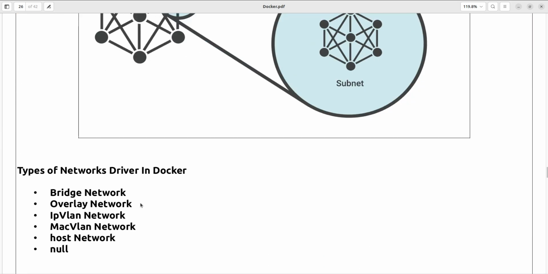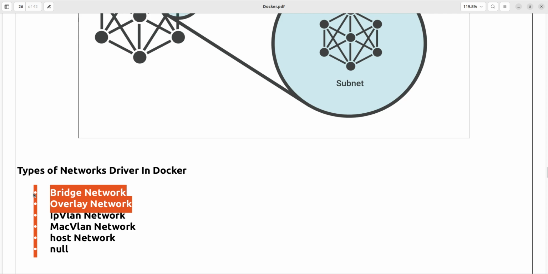Now how is Docker supporting all this? How is Docker supporting networking? Docker supports the networking concept through network drivers. Docker has some drivers, and those drivers are used to make communication between the containers of Docker. There are a total of 6 types of drivers, but the majorly used are the first two: bridge network and overlay network. Bridge network is the default one, and this is for a single host.